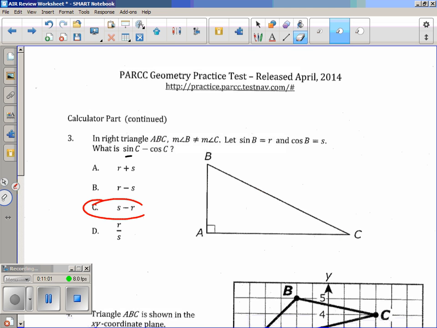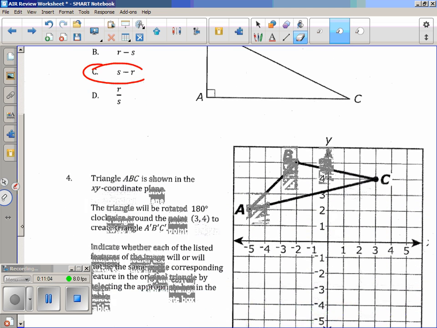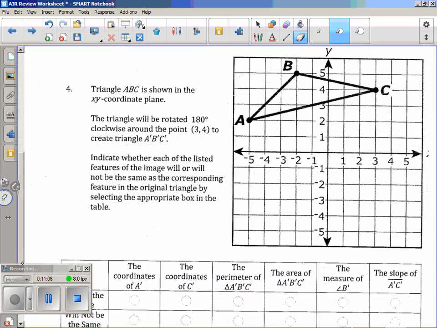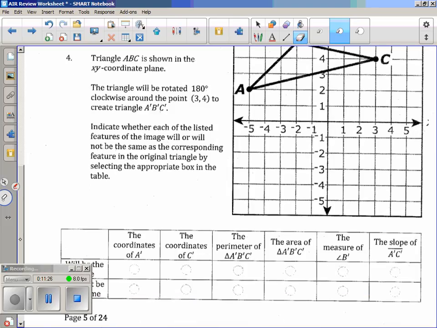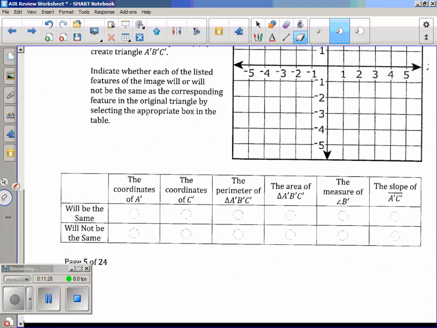Remember, at any time you can scroll back and unerase what I have there. Triangle ABC is shown in the coordinate plane. It's going to be rotated 180 degrees clockwise around the point 3, 4 to create triangle A prime, B prime, C prime. Indicate whether each of the features of the image will or will not be the same as a corresponding feature in the original triangle by selecting the appropriate box. So here, the coordinates of A prime. Well, when we rotate something, the coordinates change. So this one will be not the same.